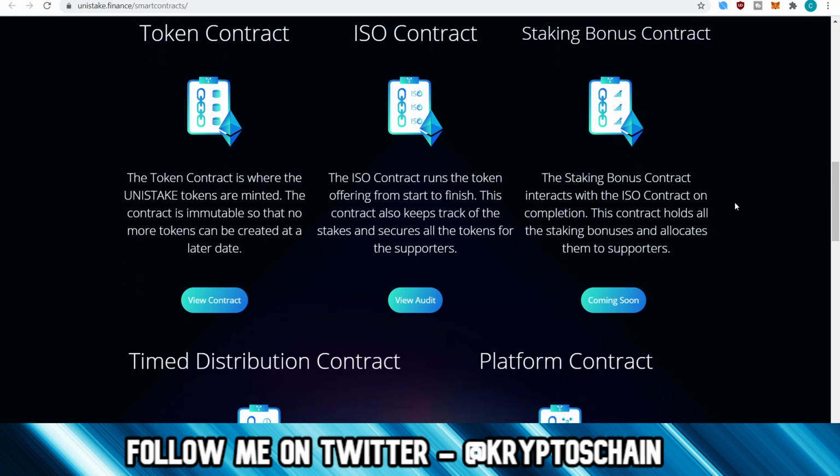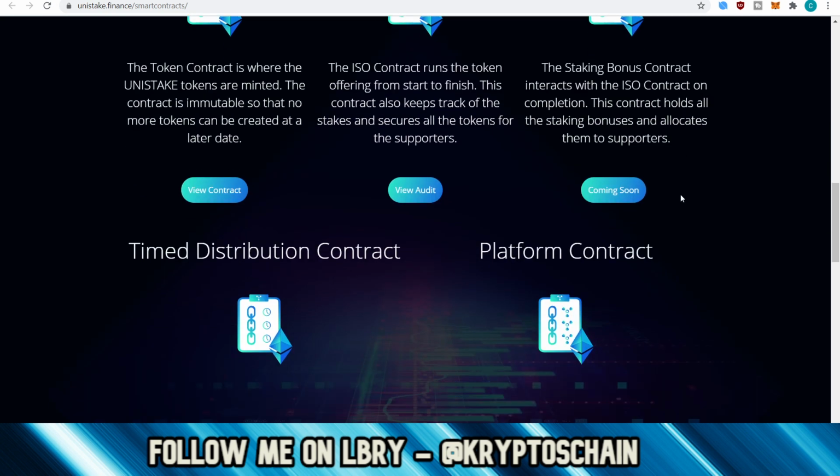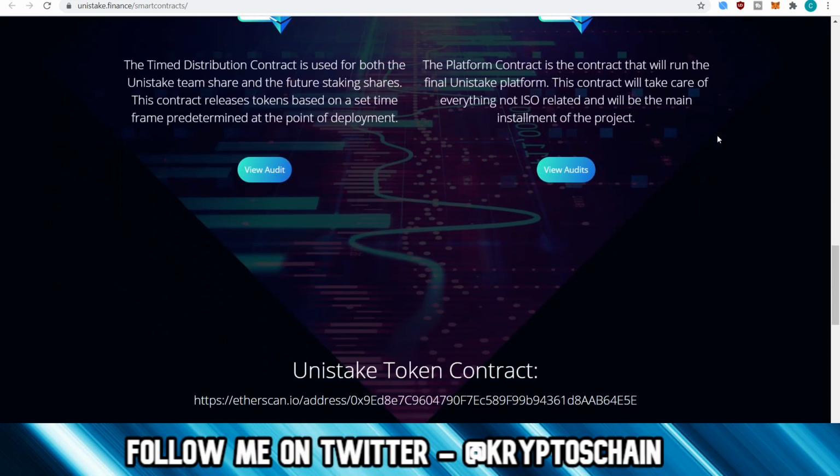We've got the token contract, which is where Unistake tokens are minted. The ISO contract, which runs the token offering from start to finish. The staking bonus contract. So we can see here there are multiple contracts that are being used. Then the time distribution contract, the platform contract.